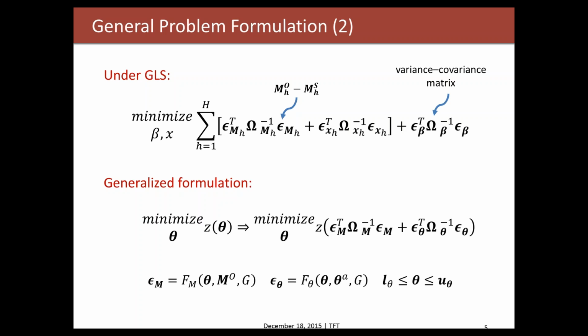So from now, what changes in the generalized formulation at the bottom of the slide is how it is specified under the GLS, and how beta and X are put together and called theta. So that's our parameters that we need to calibrate. It's just theta, which is a combination of X and beta.